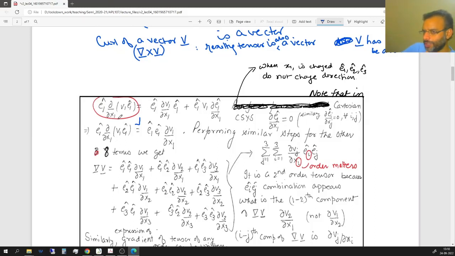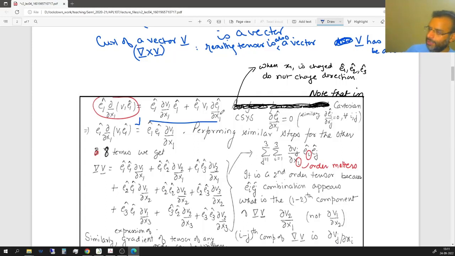First, I will use the product rule of differentiation, because del x1 is acting on v1 e1. You treat v1 e1 as a product and allow this del x1 to act on each one of them successively, like what I have here. But then I realize that the unit vectors of the Cartesian coordinate system do not change when you change x1 or x2 or x3 or even time. And thus, del e1 del x1 can be set to 0.